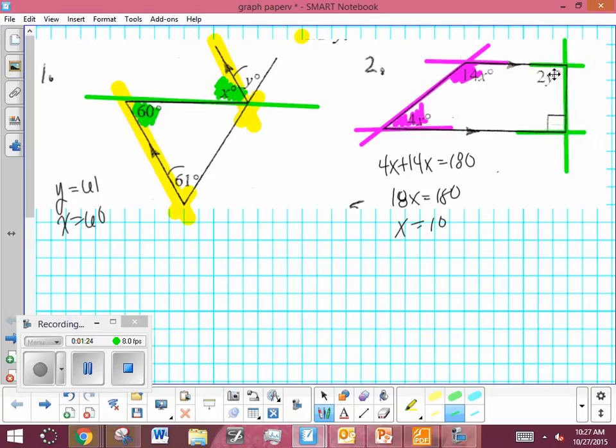that transversal, 2y and this angle here are same side interior. So 2y plus 90 equals 180. 2y equals 90. Y will be 45.